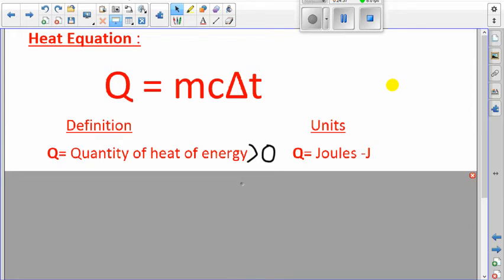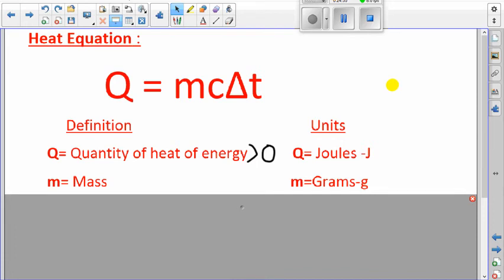Please notice, it's always got to be above 0. If you get a negative Q, something has gone wrong. You should never get a negative Q. So I just put a little greater than 0. It will be in joules. Your Q is going to be in joules, that capital J.